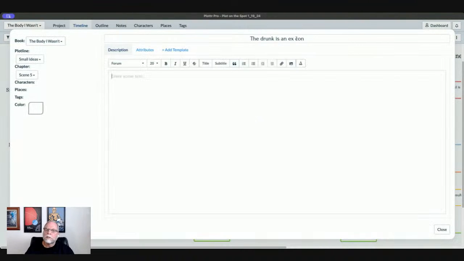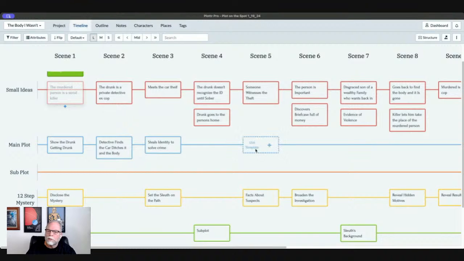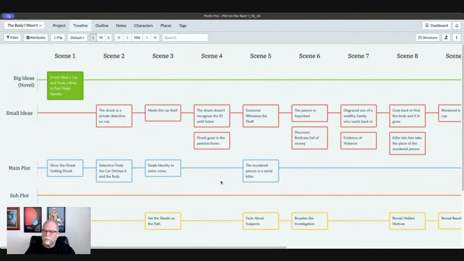The drunk is a... Why don't we make him a private detective, ex-cop instead of ex-con? So that way we can keep that idea. We'll keep that up here. Now, it would be interesting if it turns out that the murdered person is a serial killer. So we'll move that under the facts about the suspects. Now, I don't know if we're going to use that yet or not, but it might be an interesting idea.